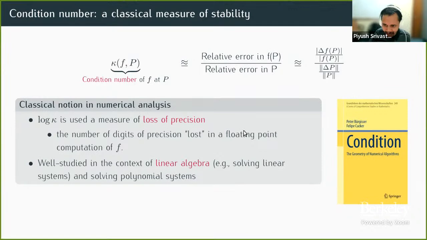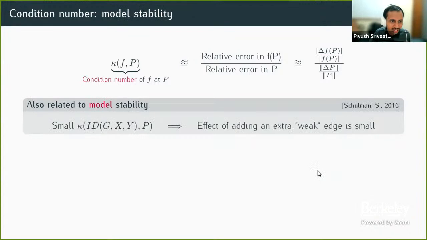Okay, so this classical notion exists. So what about it? We can certainly use it for our purposes. We have a numerical problem and we can try to see what the condition number is. But just that would not be good enough. It turns out that the condition number, in our setting, in the case of identification, also turns out to be related to model stability. In particular, a small condition number, which would mean that the loss of precision is small in the numerical analysis setting, also means that the effect of adding extra weak edges is small.